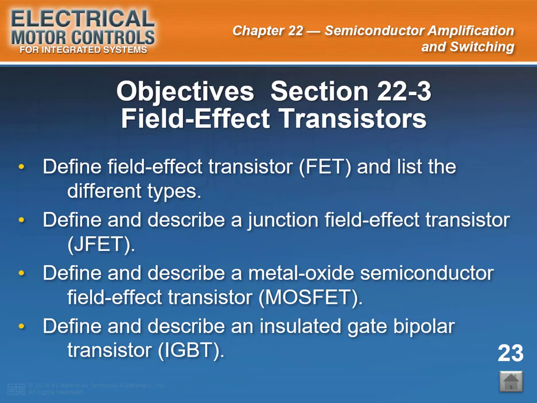Objectives. Section 22-3. Field effect transistors. Define field effect transistor, known as FET, and list the different types. Define and describe a junction field effect transistor, known as JFET. Define and describe a metal oxide semiconductor field effect transistor, known as MOSFET. Define and describe an insulated gate bipolar transistor, known as IGBT.